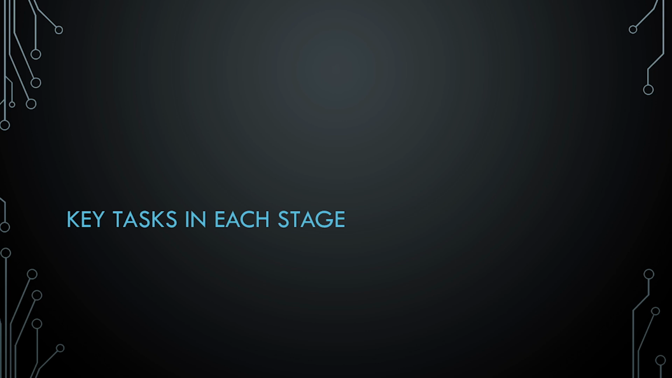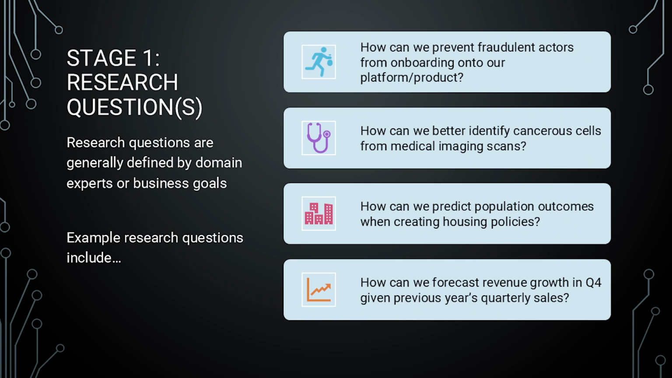Now let's dig into the key tasks in each stage of our machine learning lifecycle, starting with defining research questions. In our first stage, we're going to define our research questions. Those again are going to come from domain experts, or they're going to be defined by business goals. Some examples of research questions might be, how can we prevent fraudulent actors from onboarding onto our platform or from using our product? In the medical domain, we might ask, how can we better identify cancerous cells from medical imaging scans? Research questions require domain experts because domain experts know what questions to ask. The quality of our questions defines the quality of our outcomes.